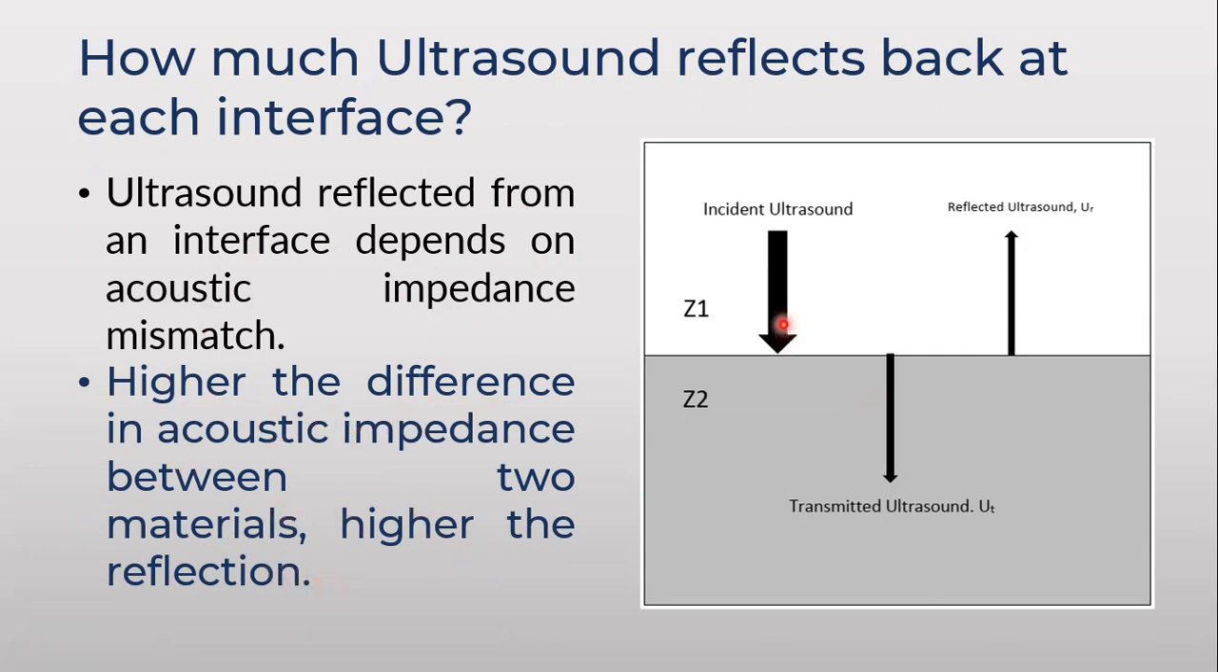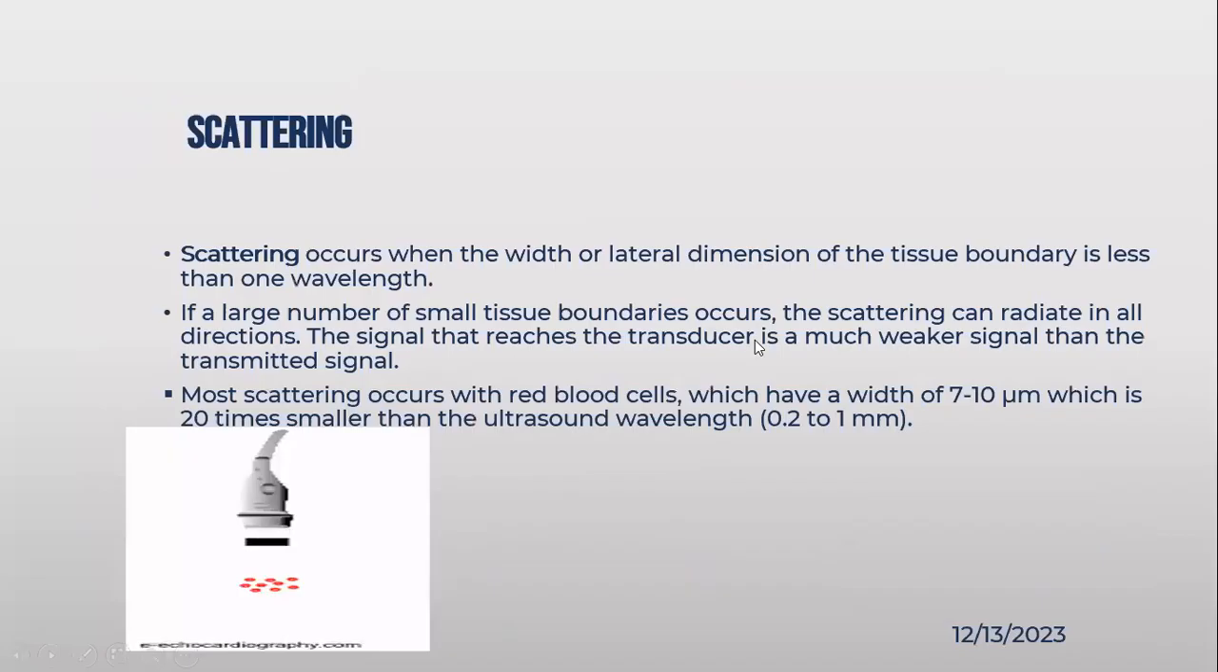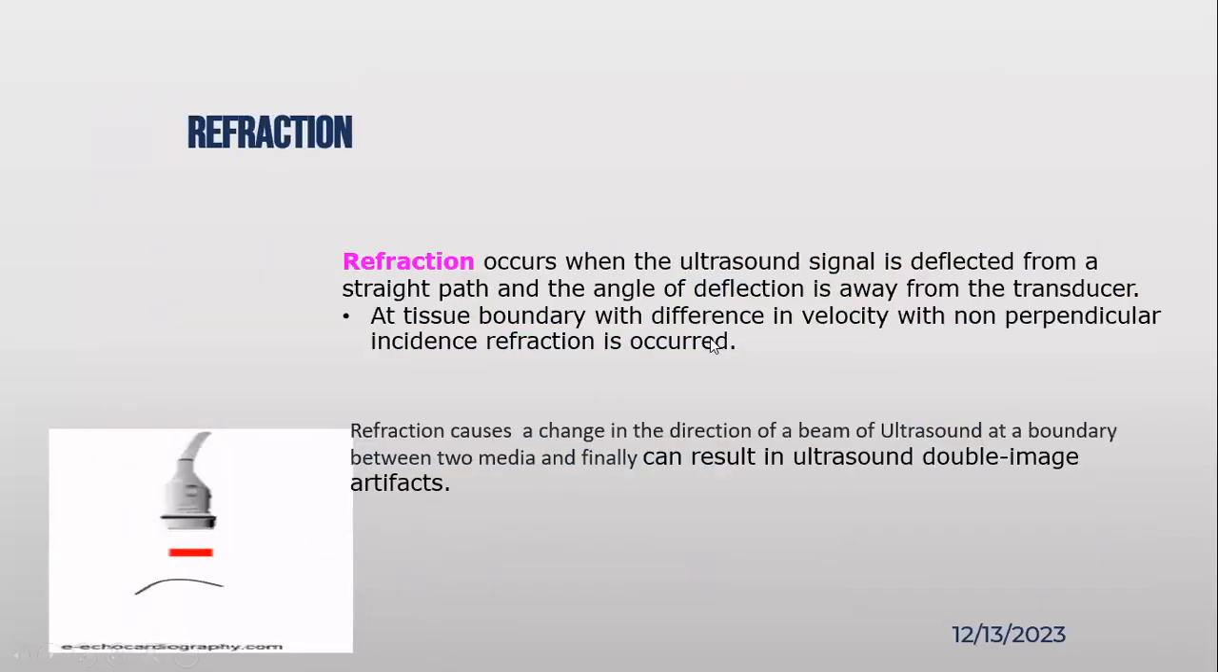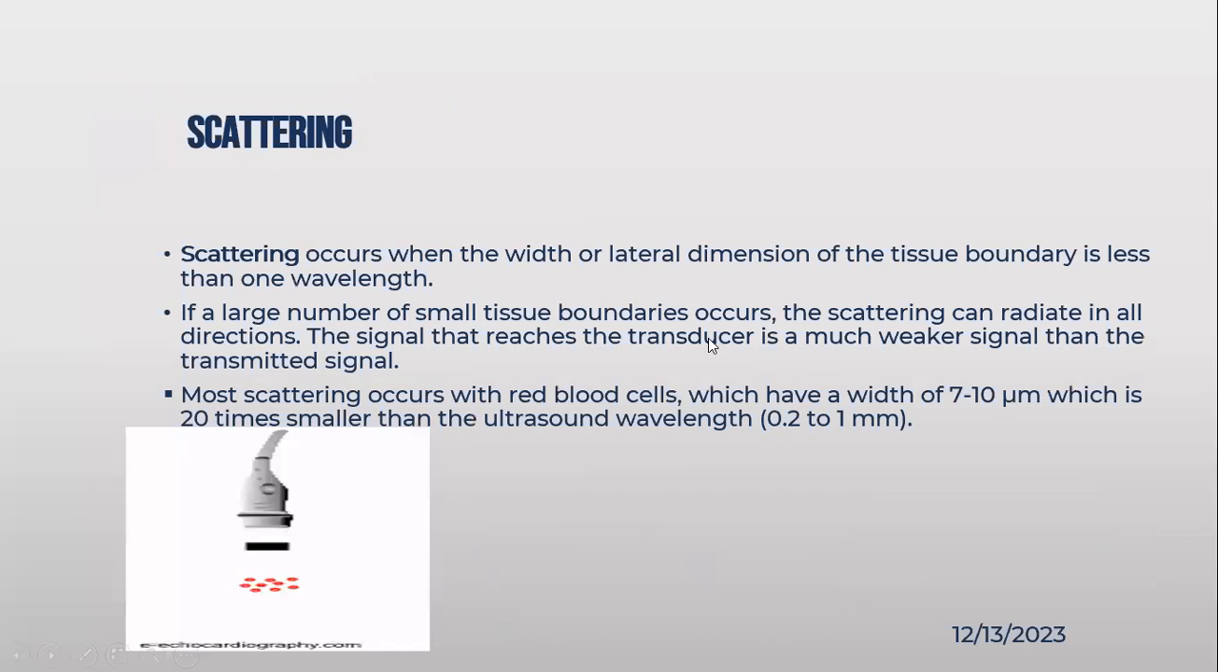If you have a higher difference between Z1 and Z2, let's say this is air and this is bone, that means most of it will be reflected. If there is not a big difference in Z between them, most of it will be what? It will be transmitted. The second one is scattering.